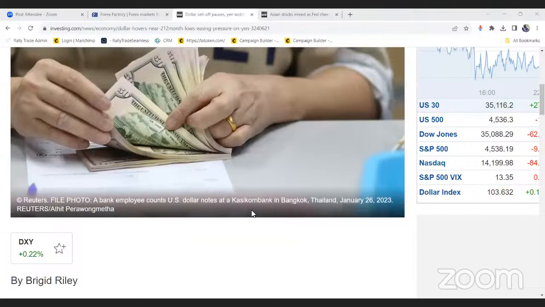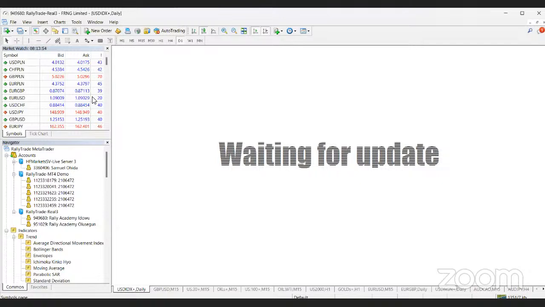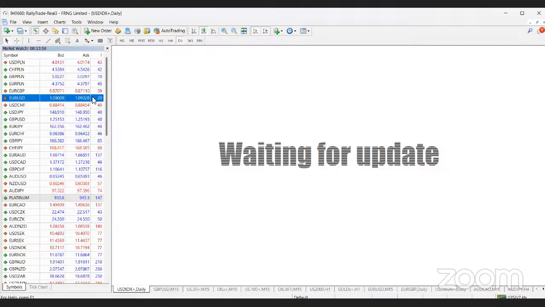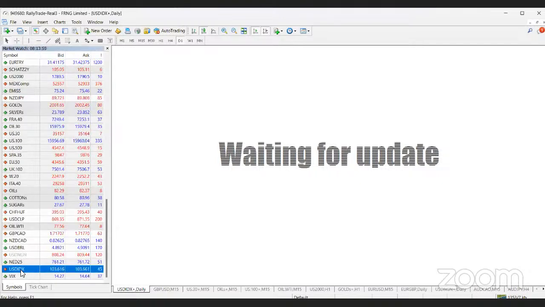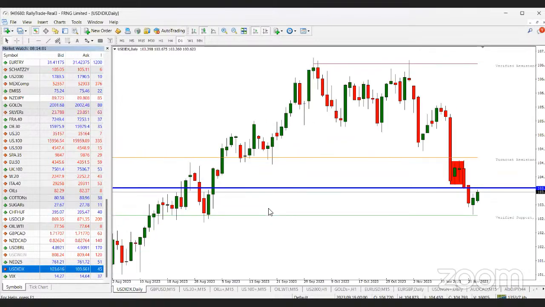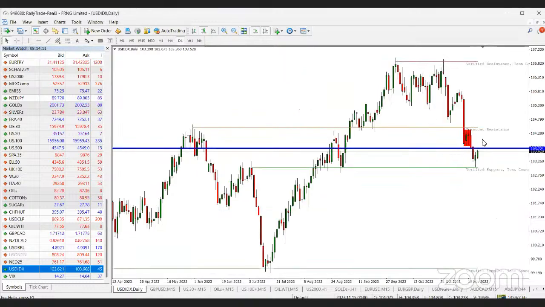Fundamentally, except technically, because currently the dollar has been able to do some level of retracement, but it is still around some level of lows. If you check the dollar index, we're back to our chart. This is the dollar index on the daily time frame, how well it has fallen.